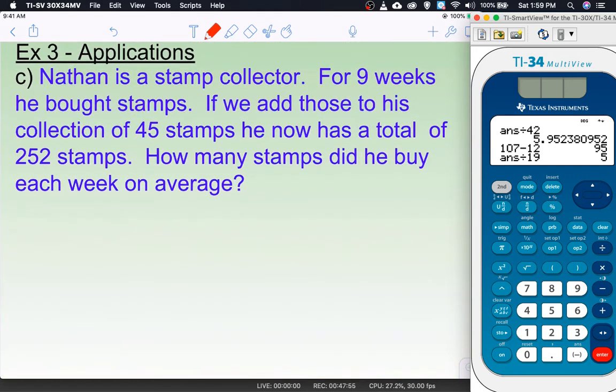I have a problem for you. Letter C. It says Nathan is a stamp collector. For 9 weeks, he bought stamps. If we add those to his collection of 45 stamps, he now has a total of 252. How many stamps did he buy each week on average? I'd like you to try this problem. So pause the video, do the problem on your own. When you're ready to continue, hit play, and we'll go through it together.